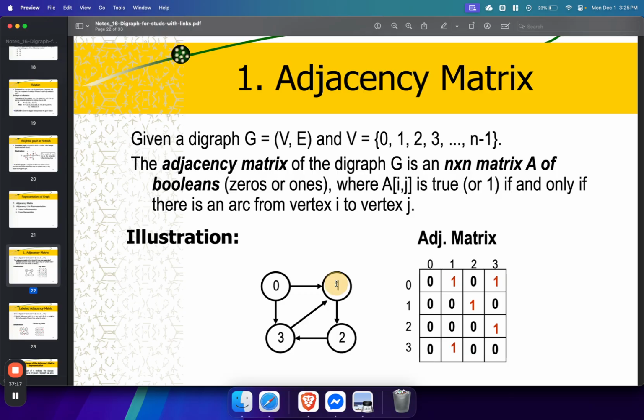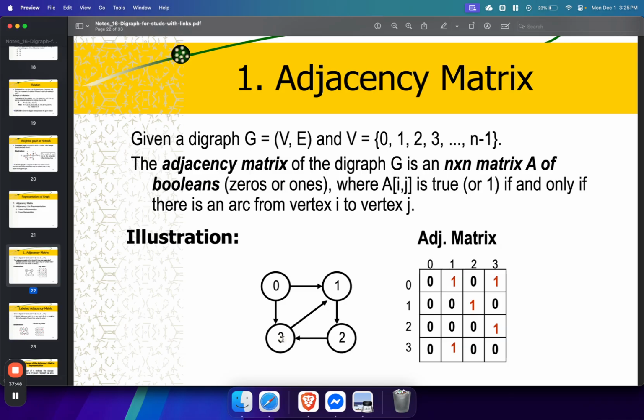Sunod, 1. 1 only points to 2. So that means from row 1 to column 2, there is a 1. Since there is nothing else, everything else is 0. Meaning, there is no arc from 1 to 0. 1 to 0, wala, di ba? Kaya walay 1 nag-point to 0. Walay 1 nag-point to 1, walay 1 nag-point to 3.